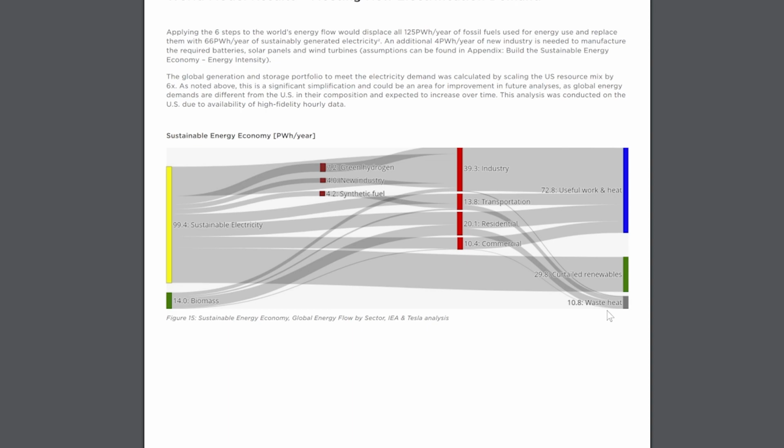You see in this world, according to their calculations, as far as waste in this new energy structure, it looks to be about less than 10% versus 2/3 as we have right now. So way more efficient use of energy if this transition was made, according to Tesla's calculations.